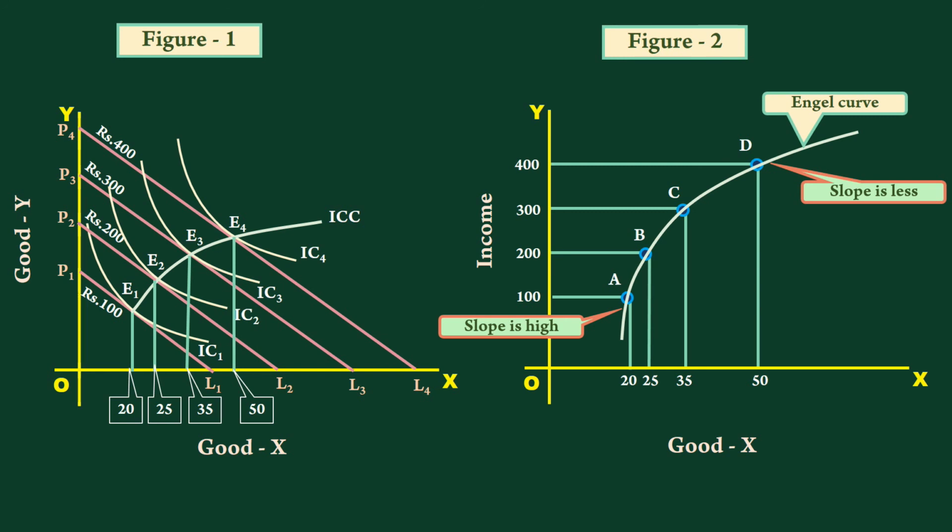The income is increasing at a constant rate. The successive increase in income leads to more and more additional purchase of quantity of good X. It means the proportion of purchase of luxury good X keeps on increasing.